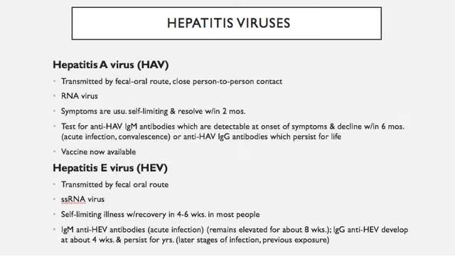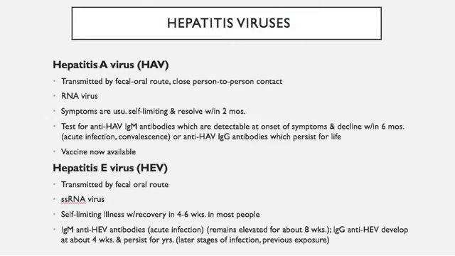And then the primary hepatitis viruses include hepatitis A, which is transmitted by fecal oral route, close person-to-person contact. This one is an RNA virus. Symptoms are usually self-limiting and resolve within 2 months. The test for anti-HAV IgM antibodies, which are detectable at the onset of symptoms and decline within 6 months.